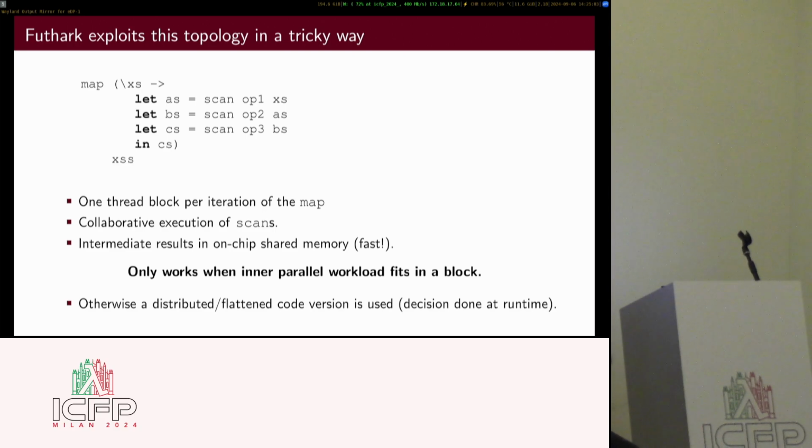So this only works if this parallel workload in here, including the data, will actually fit on the GPU within one thread block. Otherwise, there's another way of compiling this.